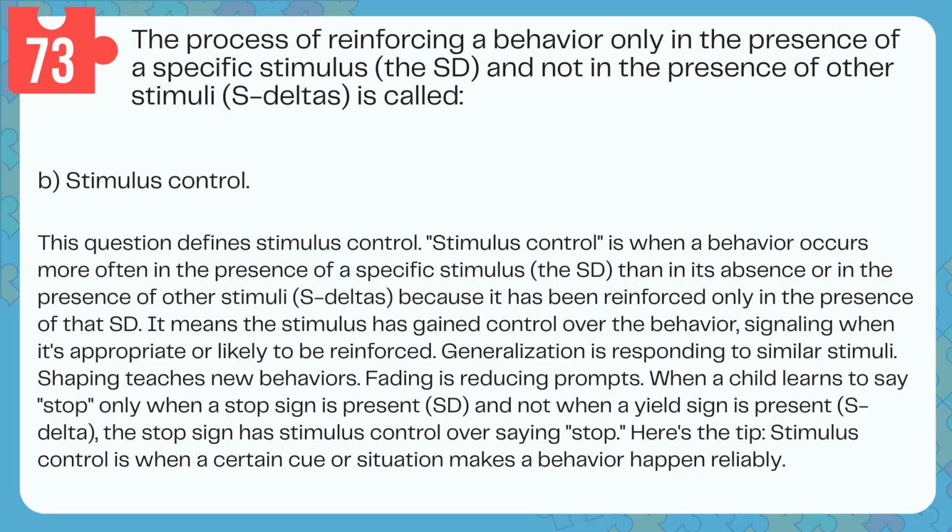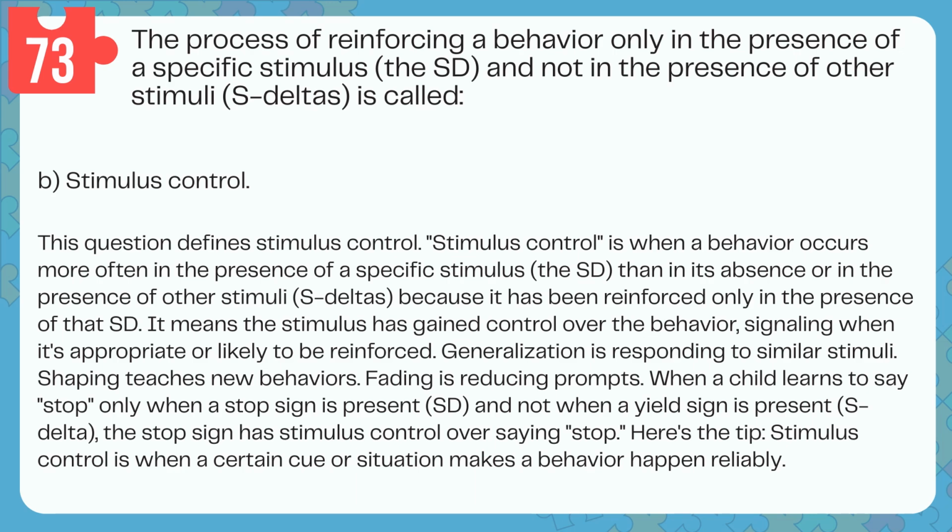This question defines stimulus control. Stimulus control is when a behavior occurs more often in the presence of a specific stimulus, the SD, than in its absence or in the presence of other stimuli, S deltas, because it has been reinforced only in the presence of that SD. It means the stimulus has gained control over the behavior, signaling when it's appropriate or likely to be reinforced. Generalization is responding to similar stimuli. Shaping teaches new behaviors. Fading is reducing prompts.